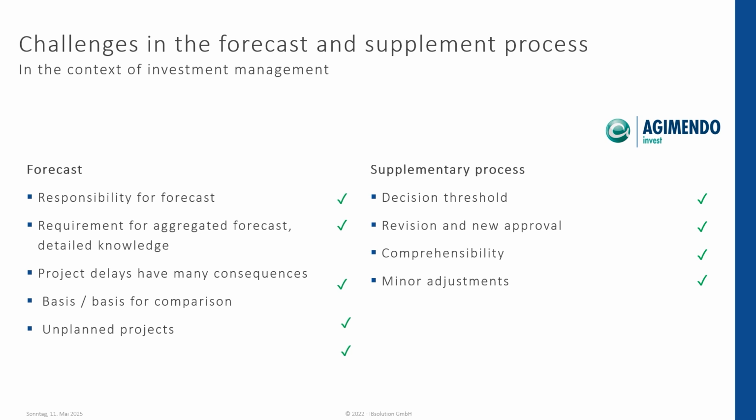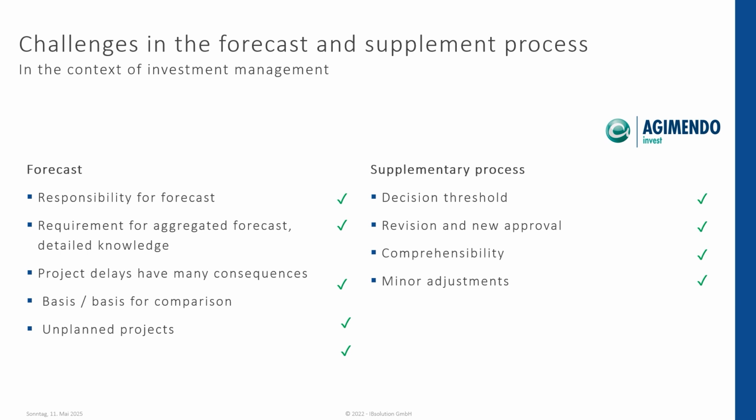Agamemnon Invest also allows the decision threshold to be user-defined. It can be anything between a specific amount or a percentage value. It allows the editing and reapproval of the supplement in a streamlined function. It's clear immediately when looking at an investment with a supplement that a supplement has either been started, approved, or rejected.